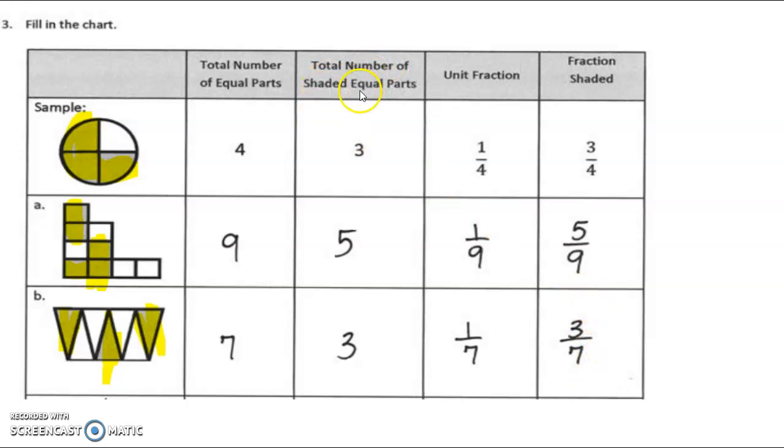So the total number of shaded equal parts can represent the numerator, which is the top. And the total number of equal parts could represent the denominator.